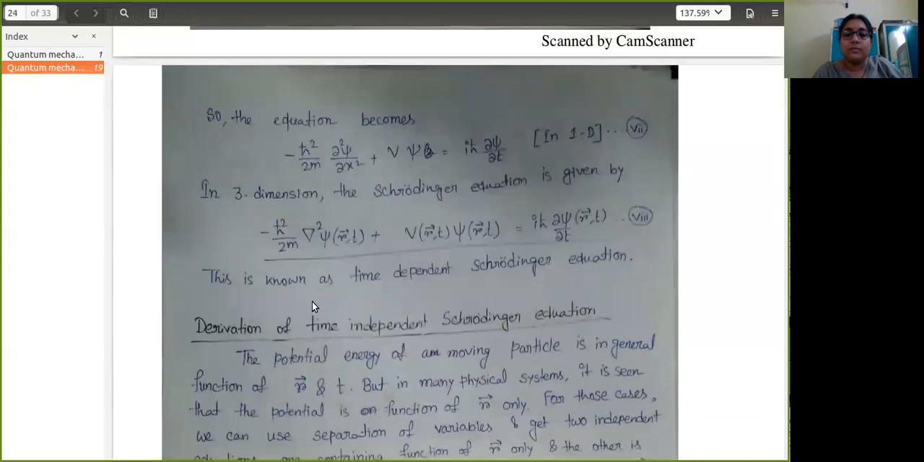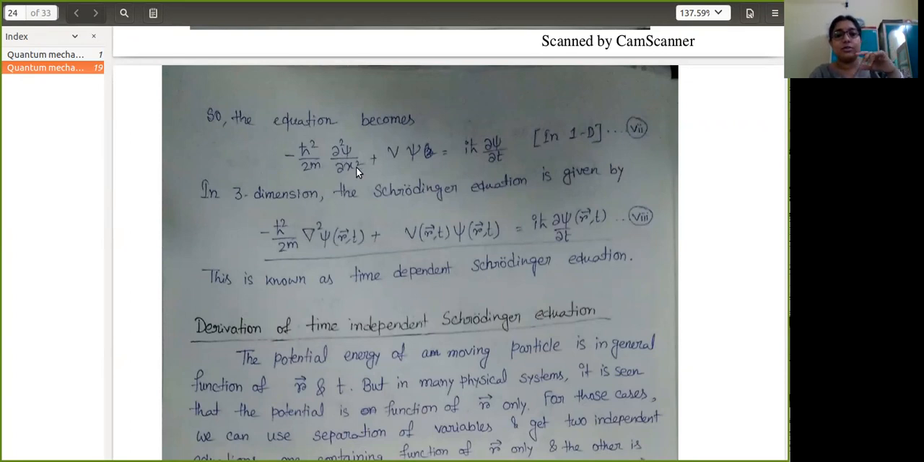So the equation becomes minus ħ² by 2m ∂²ψ/∂x² plus Vψ equals iħ ∂ψ/∂t. So this is the time dependent Schrodinger equation in one dimension. So what happens in 3 dimensions?